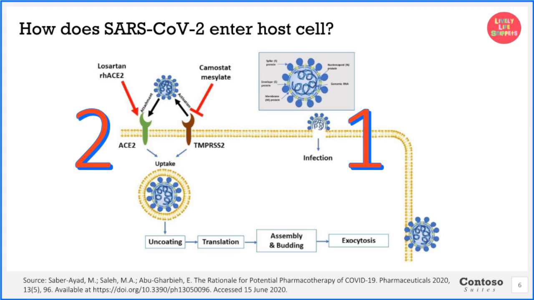After the virus is taken into the host cell, the virus RNA is uncoated and its genetic material is transcribed and translated into protein. After the different parts of the virus are assembled, it is released via exocytosis.